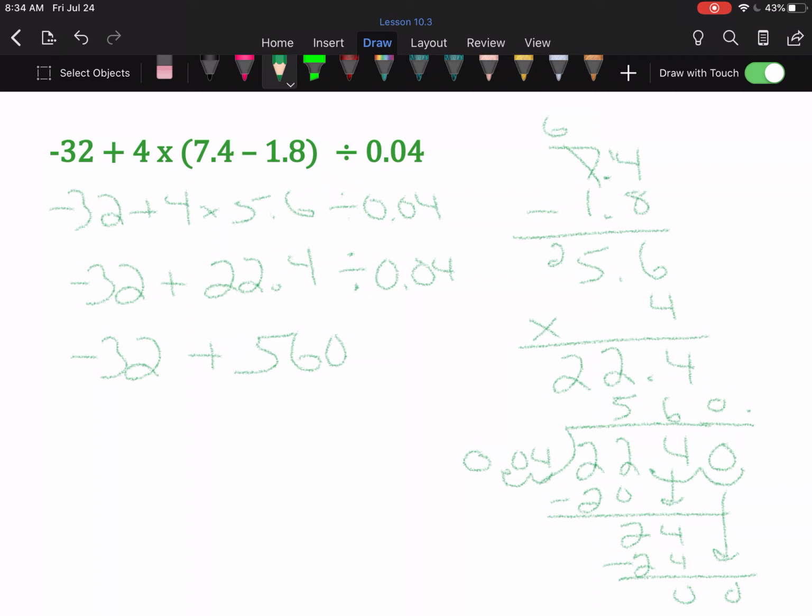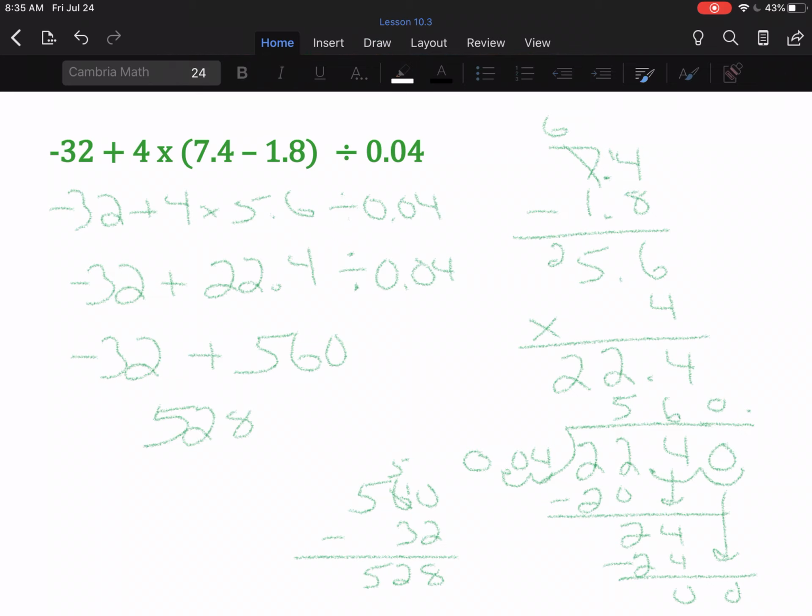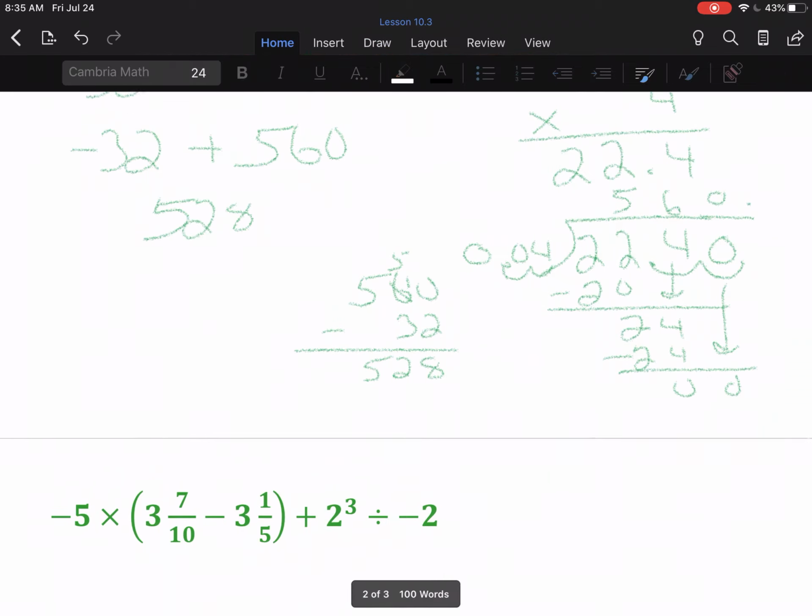These numbers now have different signs, so we have to subtract them. 10 minus 2 is 8, 5 minus 3 is 2, and the 5 just carries. And we keep the sign from the bigger of the two numbers. 560 is definitely bigger than 32. It's positive, so the answer is positive.